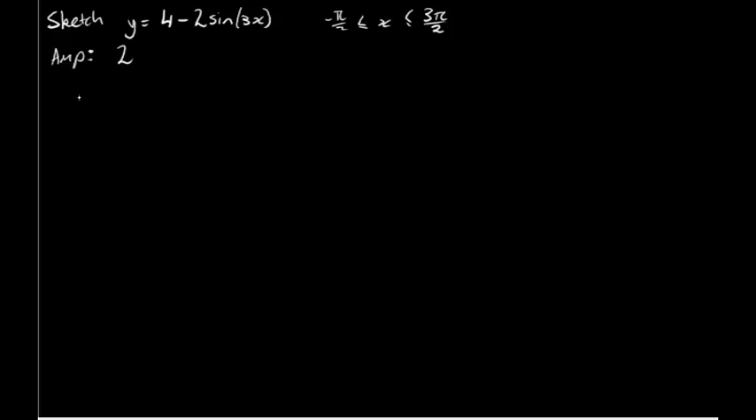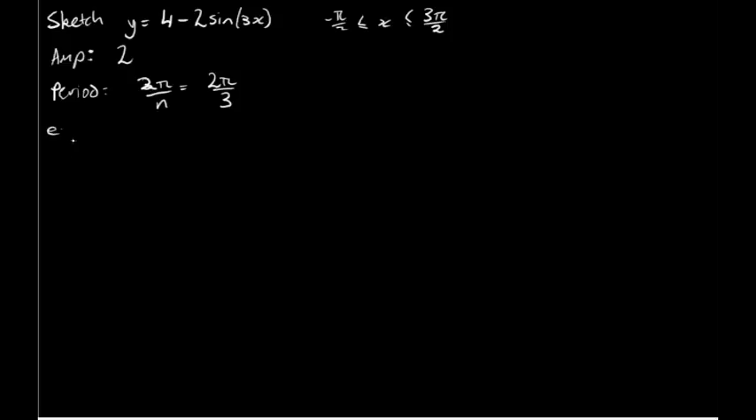Next information is our period. Our period is found by 2 pi over n, and the n is our multiplier next to our x value. So in this case, we have 2 pi over 3. That means for 2 pi thirds, we're going to have one full oscillation.